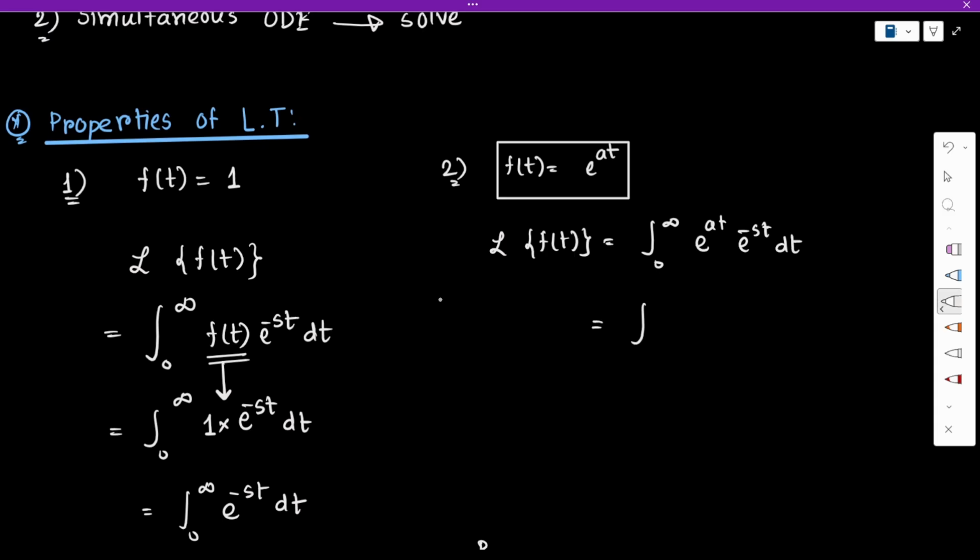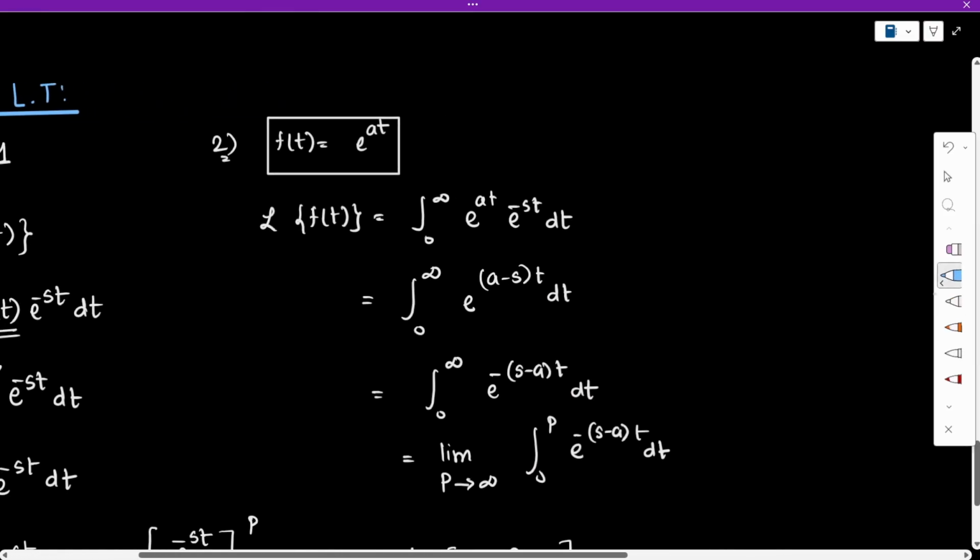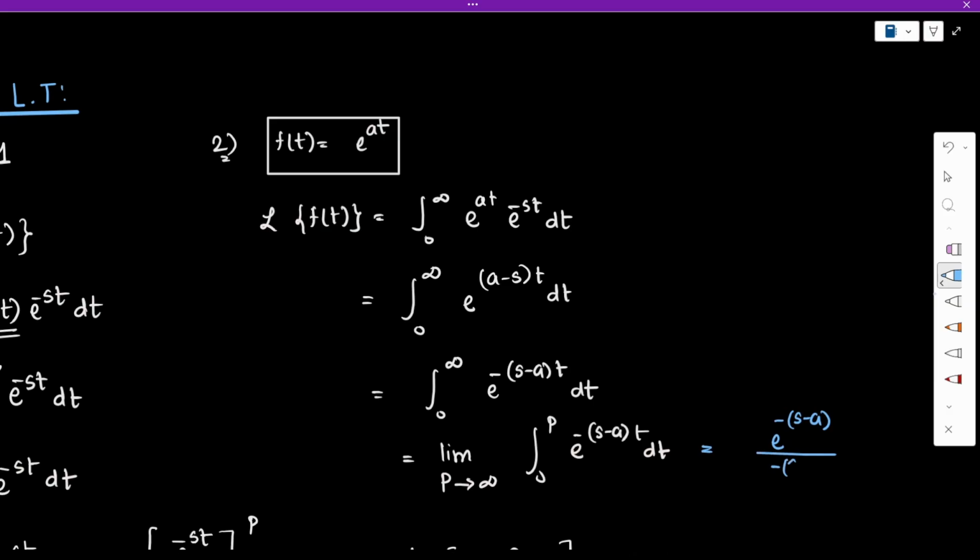So now what can we do? We know this operation, right? We can add the powers as the bases are the same. So from here we can take a minus common and we can save that, and now with the same limit we can say that the integral is going to be e to the power negative s minus a divided by negative s minus a, where the limit is 0 to p and limit p tends to infinity.